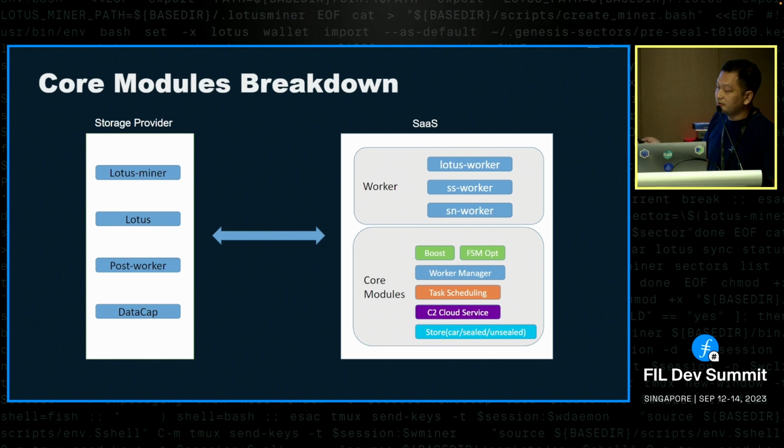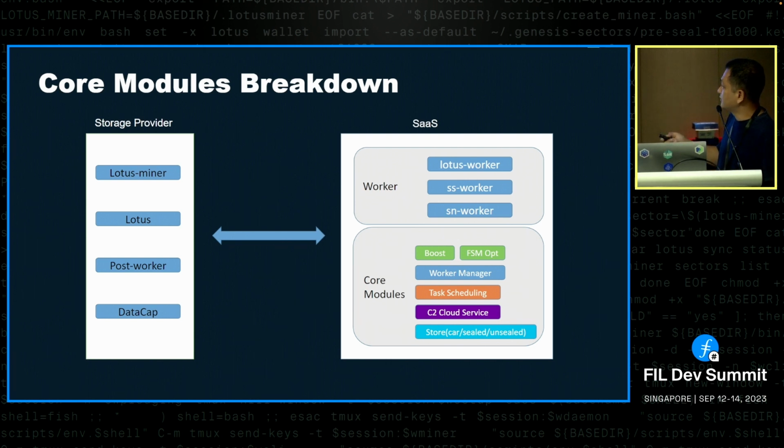Here is a core modules breakdown. The left side is the storage provider side, which is composed of Lotus Miner for the ticket and deal info, and Lotus for following the RPC request and the post work for winning and window, and the data cable for the deal info import.